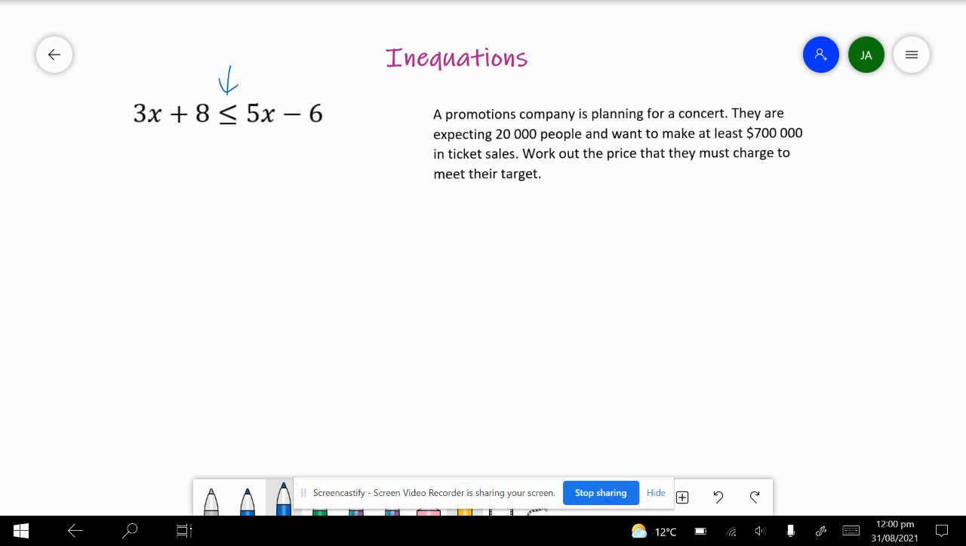So we'll solve this one. We'll do it the same. So we'll get rid of the plus 8 first by subtracting 8. And so we've got 3x, that disappears. And negative 6 minus 8 is negative 14.